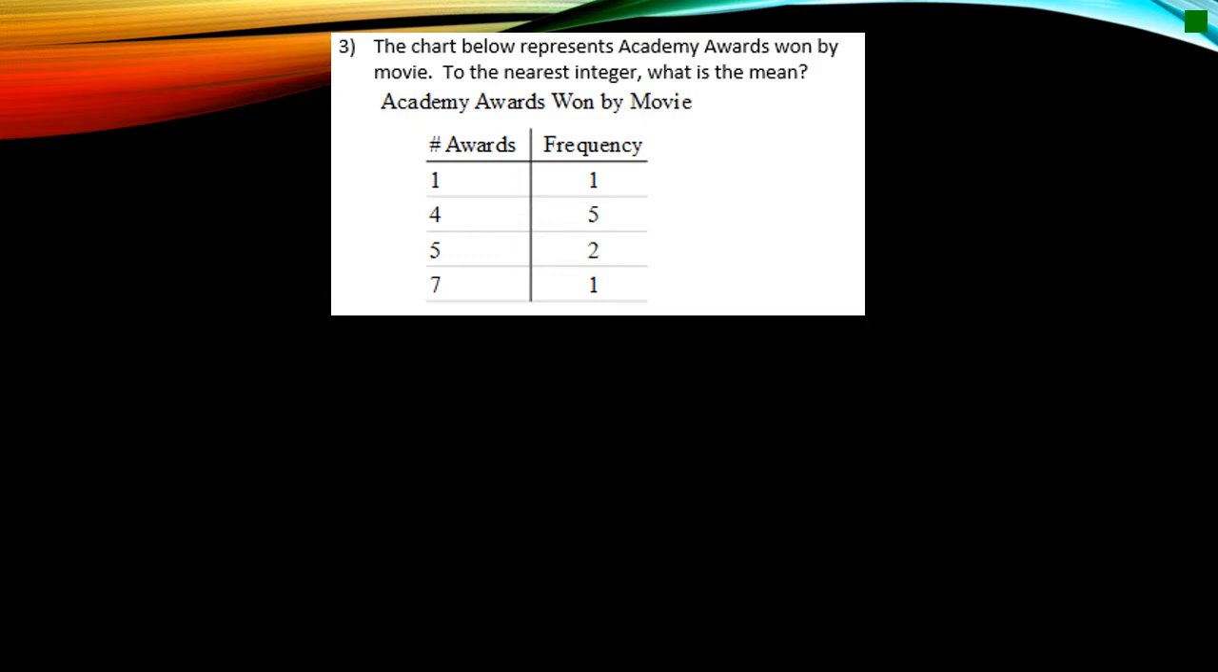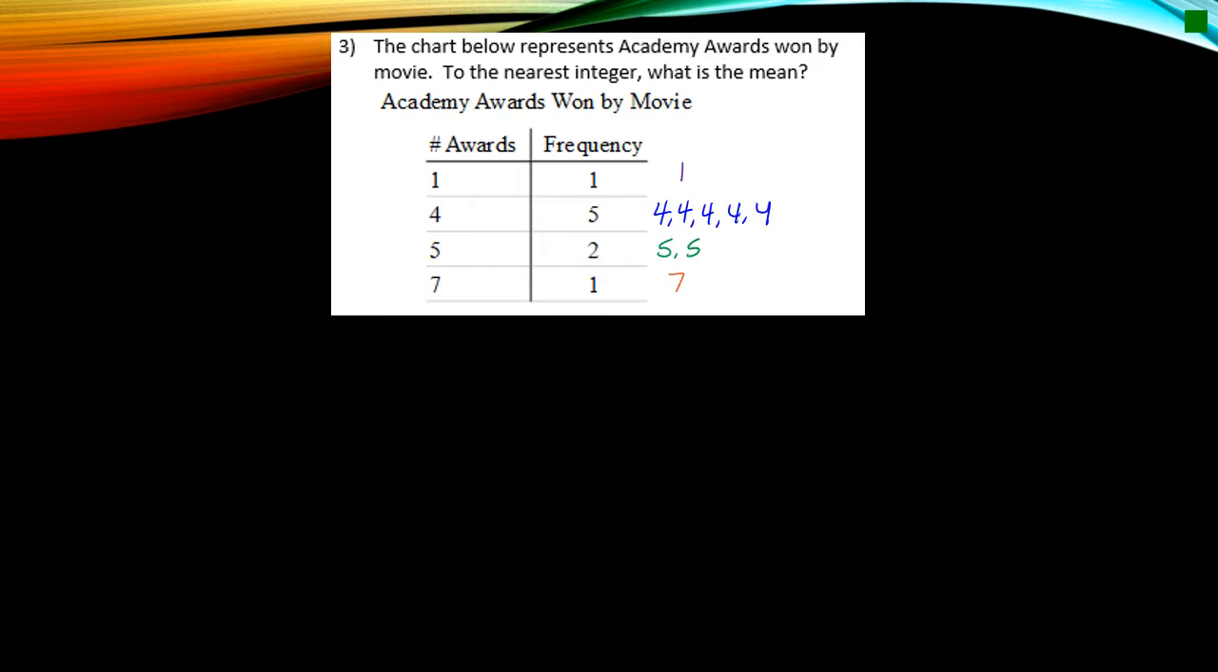So the first column tells me that 1 is written once. The second column tells me that 4 is written 5 times. So I'm going to write 4 5 times. The third row tells me that 5 is written twice. And the last row tells me that 7 is written once.